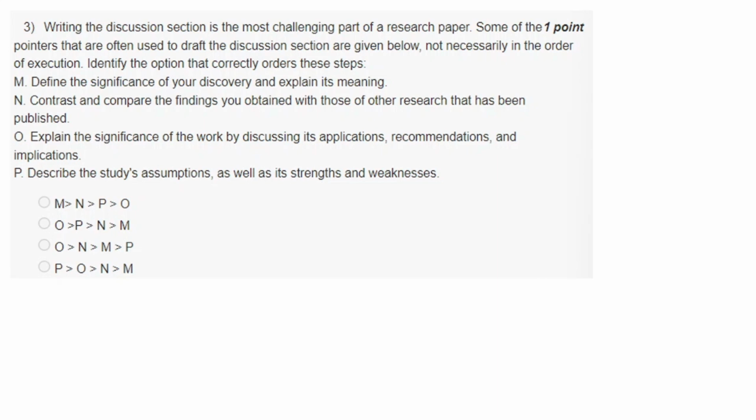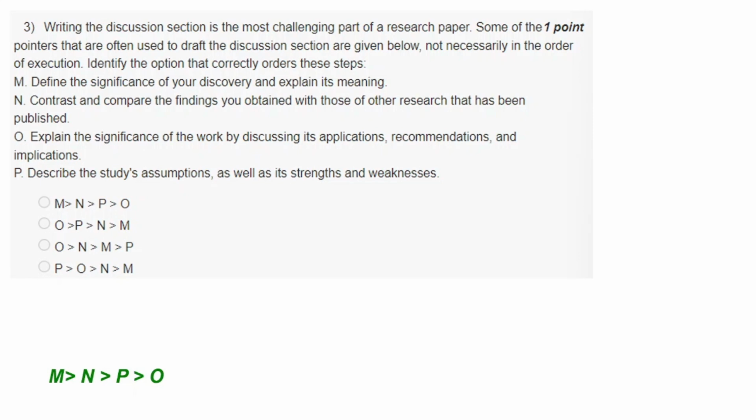First option. Okay, anybody else? Any other opinion? Yes, so even I feel the first option is the most relevant, because you start with the significance of your discovery and explain its meaning. So the discussion section comes after the results section. You have already written your methods, you have already shown that you've analyzed the data, you have shown the results section. Then you move to the discussion section.